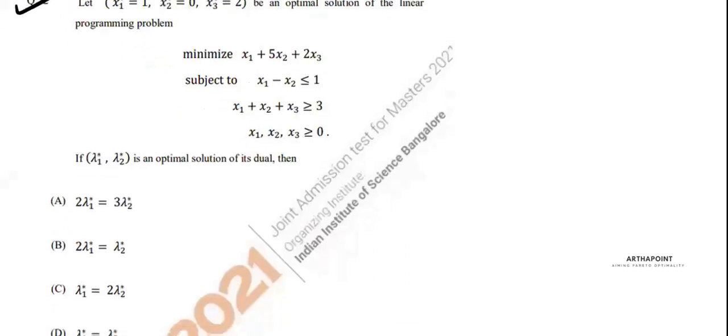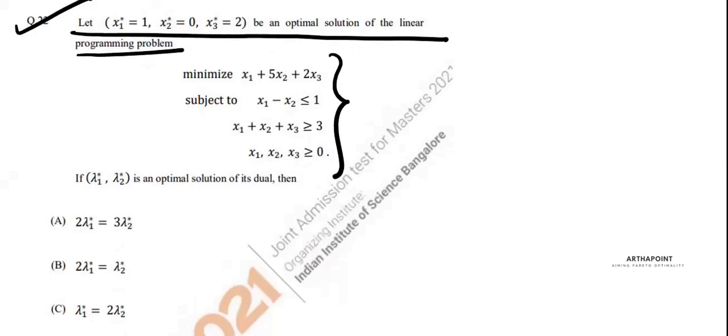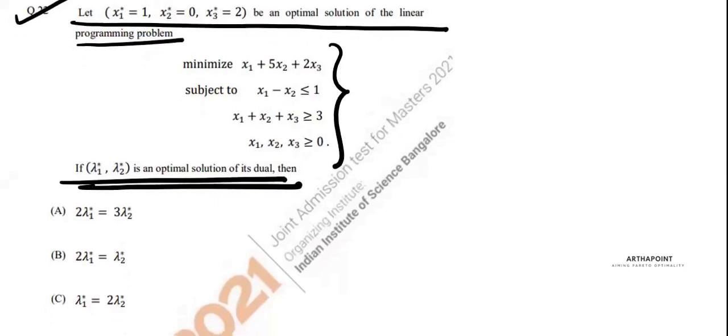Now consider this question. This is IIT JAM question number 22. It says, let x1 star, x2 star, x3 star be the optimal solution of this problem. Then this is asking about the dual. So first of all, we will create the dual. Because here we have to minimize, it is a minimum function, first of all, I will form the canonical form.